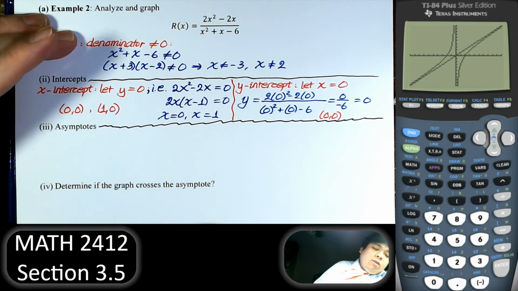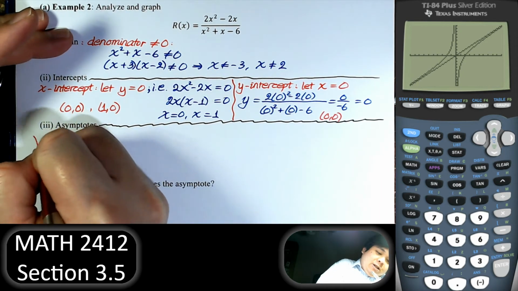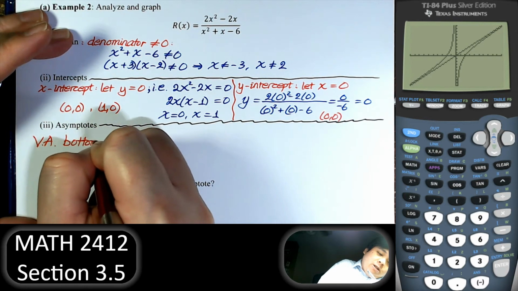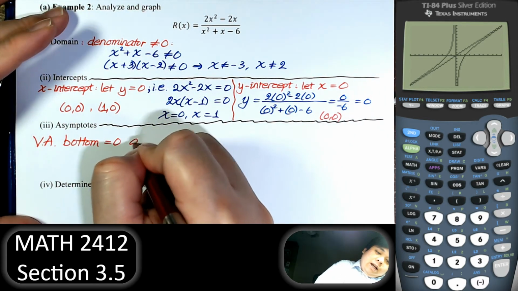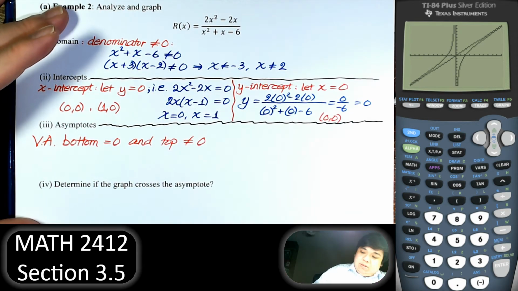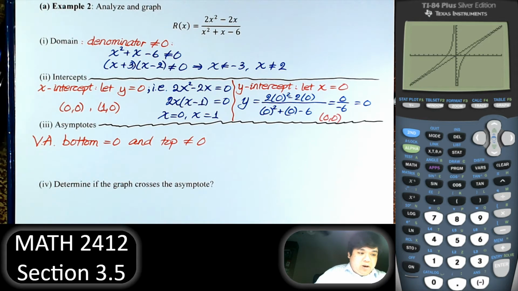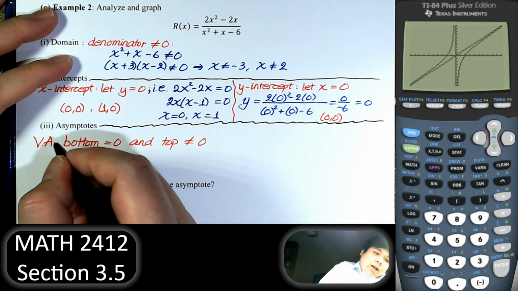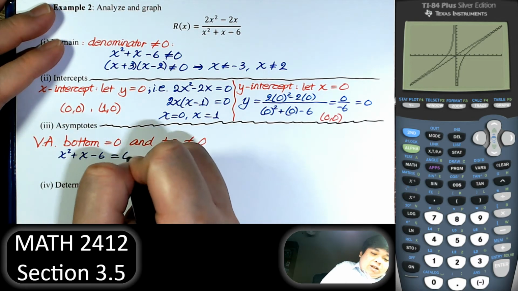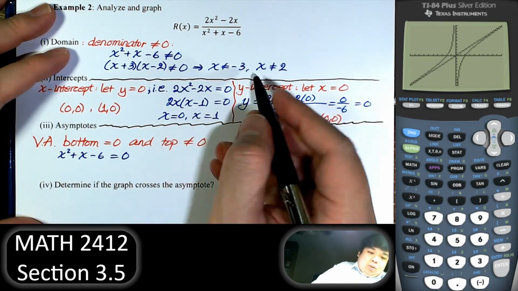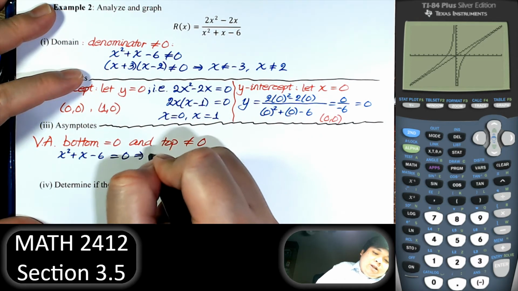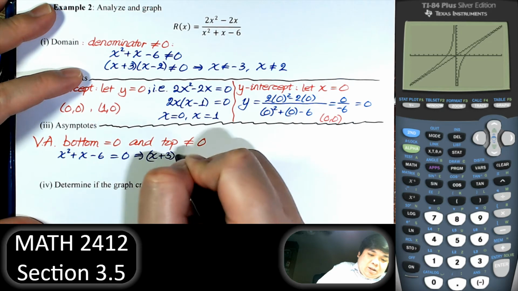Right. Vertical asymptotes. Bottom equal to 0 and the top is not. So bottom equal to 0. I said a lot of this is redundant, and we did solve for this. We did factor it as x plus 3, x minus 2.